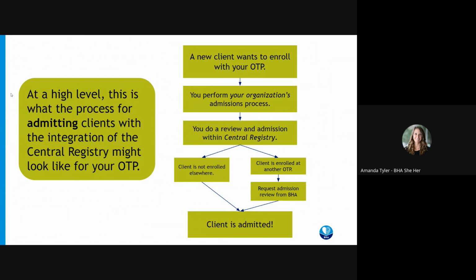One is you'll see that the client is not enrolled anywhere else, and you can proceed with admitting the client. The second is that after you search for them, you might see that the client is enrolled at another OTP, and at that point, you'll have to do a request admission review from BHA before you can admit them.